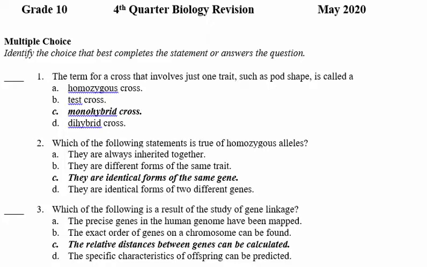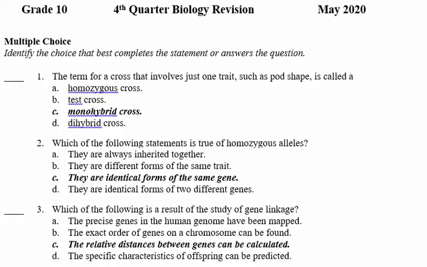Grade 10, these are the answers for your fourth quarter revision sheet for biology. Number 1. The term for a cross that involves just one trait, such as pod shape, is called monohybrid cross. Monohybrid cross means that we are dealing with only one trait, one thing that we're crossing in order to test the inheritance of the character.